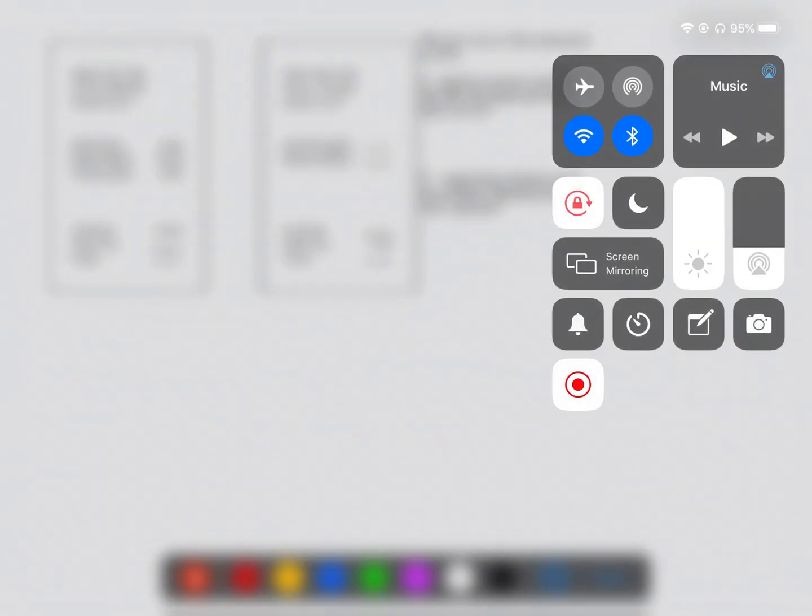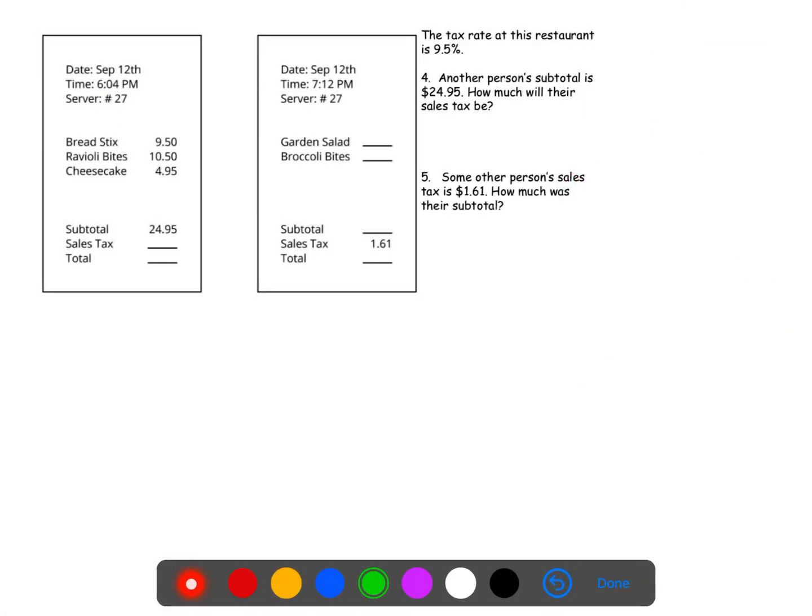Now we're getting close to the end here, and we have just a continuation of the situation that we did previously. It says the tax rate at this restaurant is 9.5%, which is what we just found on the previous example. So we're talking about the same restaurant here. We're looking at different checks for different orders here at the restaurant. And question 4 says another person's subtotal here on the receipt is $24.95. How much will their sales tax be?